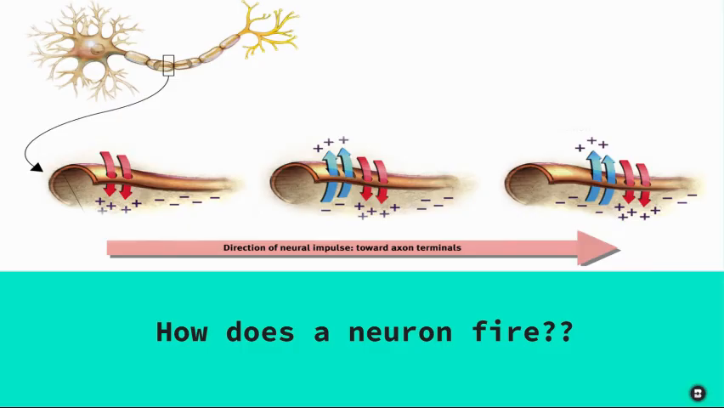Once it fires, it fires. If it doesn't fire, it doesn't fire. That's that all or none. We are either going to get over the threshold and an action potential is going to happen, or we're not going to get over the threshold and an action potential is not going to happen. That's that all or none principle. A neuron can't halfway fire. A neuron is either going to fire or it's not going to fire.